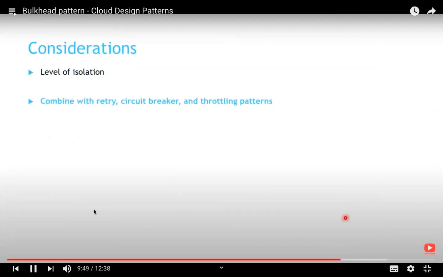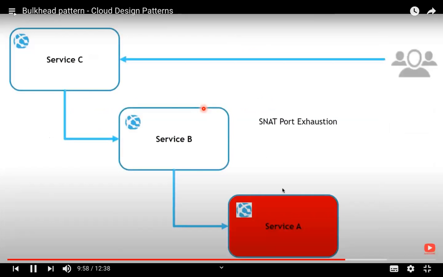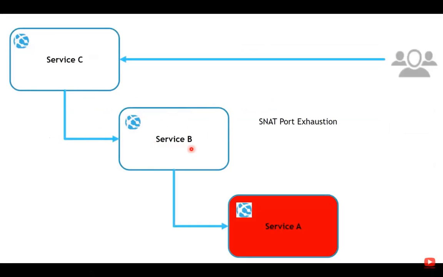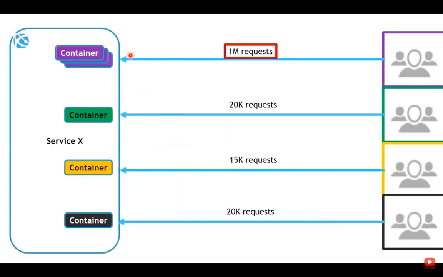Also, I mentioned before that you may be able to use retry, circuit breaker, or throttling patterns and combine them with the bulkhead pattern. In this example, if we implemented the circuit breaker pattern in service B, that would stop service B from sending any more requests to service A as soon as service A becomes unavailable. This could be one of the ways to stop the damage as well. Also, if you are using Azure API Management or Functions app, you should be able to specify the throttling limit that each client is able to send to your service or your API.